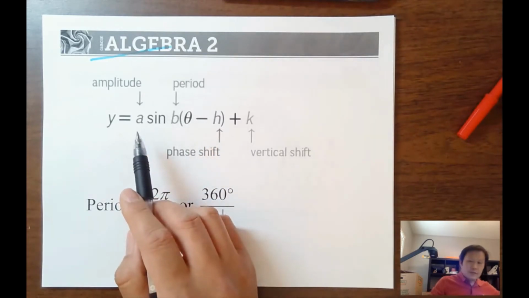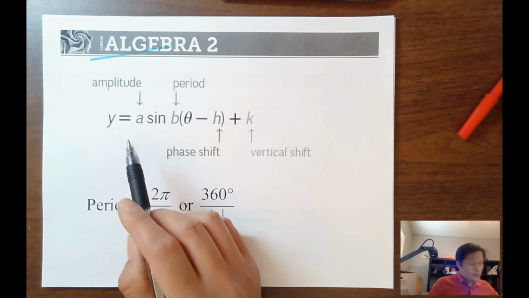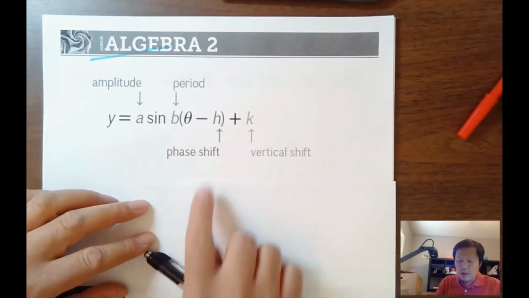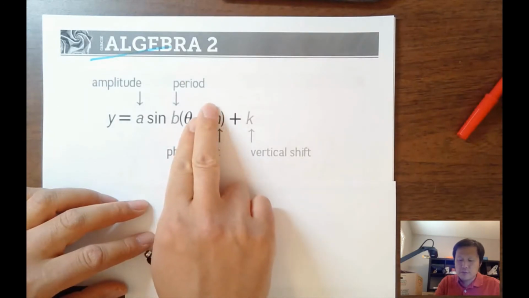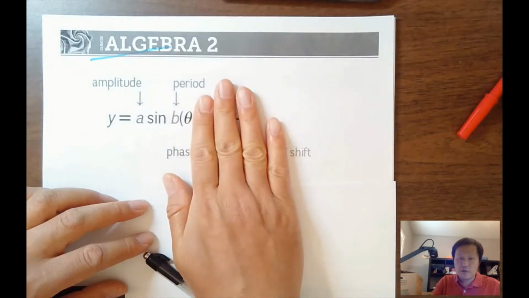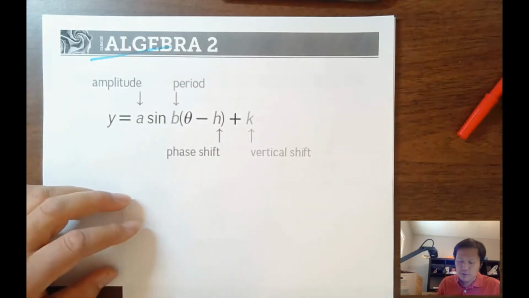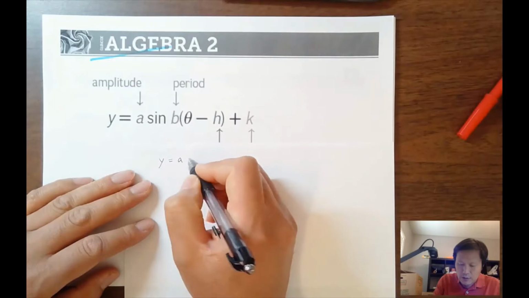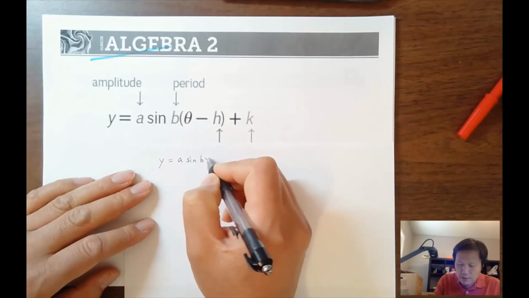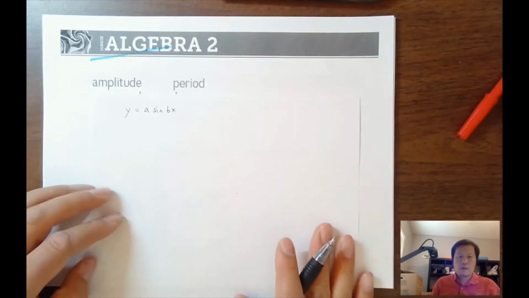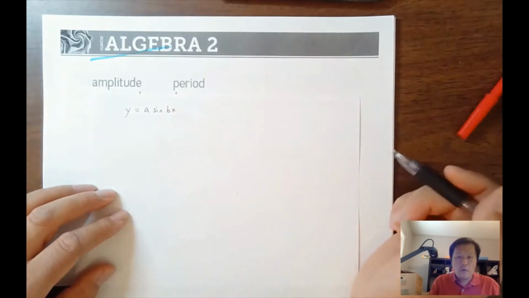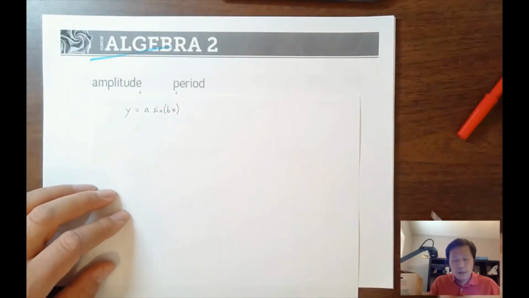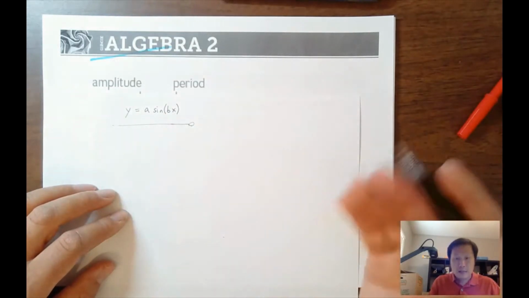If you look at my previous video, it did not have a phase shift, nor a vertical shift. The form we studied in the previous video was a times sine bx. And if you put parentheses, that's even safer. So that's what we practiced last lesson.